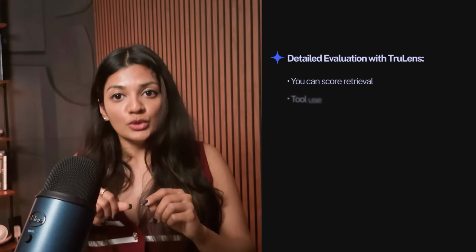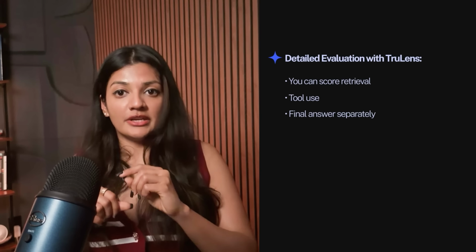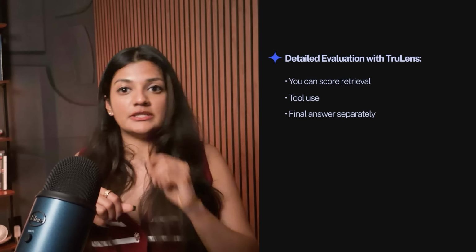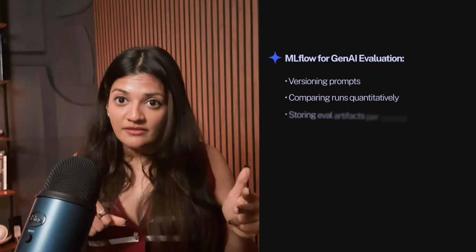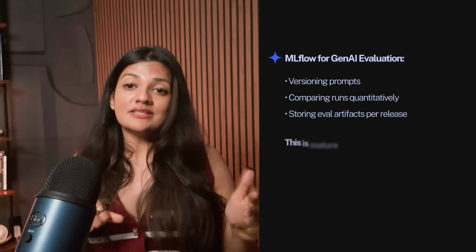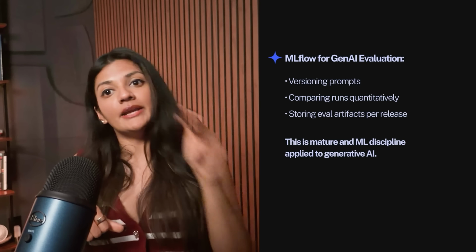Then TruLens uses a feedback function style that is useful for component level scoring. You can score retrieval, tool use, and final answers separately, which gives you much more granular insight. And MLflow for GenAI evaluation treats prompt runs and evaluations like tracked ML artifacts. Versioning prompts, comparing runs quantitatively, storing eval artifacts per release. This is mature ML discipline applied to generative AI.